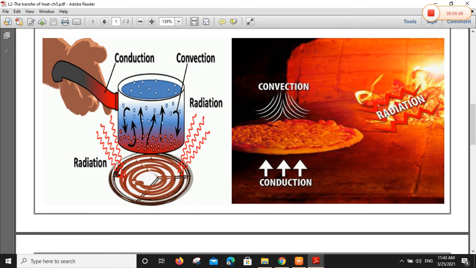What about radiation? Look at the electromagnetic waves that come from the fire. They make radiation waves that transfer heat to the pizza. So heat surrounds the pizza from all directions: above it convection, below it conduction, and radiation from all directions. Due to electromagnetic waves, it doesn't need a main direction, because it doesn't need a medium to travel.